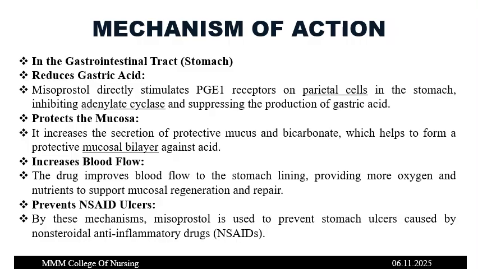Mechanism of action, that is increased blood flow. The drug improves the blood flow to the stomach lining, providing more oxygen and nutrients to support mucosal regeneration and repair. In preventing non-steroidal anti-inflammatory ulcers, by this mechanism, misoprostol is used to prevent stomach ulcer caused by NSAIDs. So it reduces the gastric acid, it protects the mucosa, it increases the blood flow, and it prevents NSAID ulcers. This is the mechanism of action in the gastrointestinal tract.